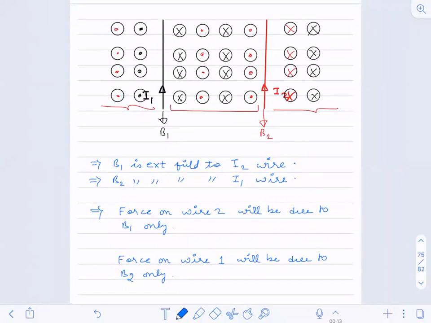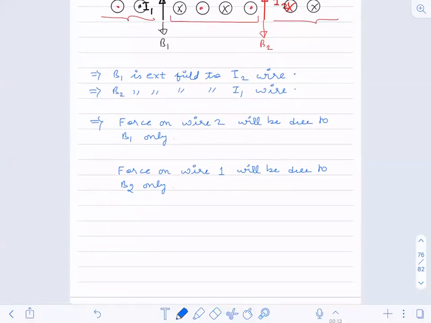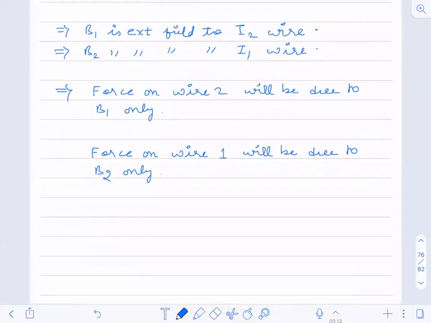So when I calculate the force on this wire, which fields do I have to take? I have to take the red colored fields. If I have to calculate the force on this wire, which colored field will I take? I will take the black colored field, because that's the external field to it. Due to its own field, the force is not considered here. Okay. So if you have understood this point, I'm going to write down the force on 1 and force on 2.